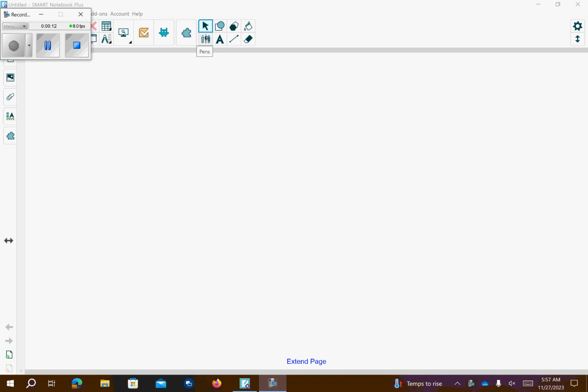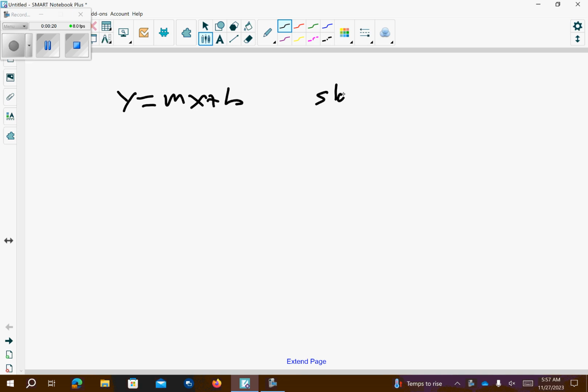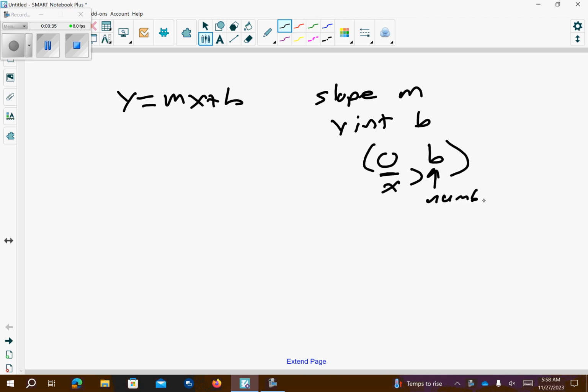Remember, we are using the equations that look like this. y equals mx plus b. If we're given the slope, which is m, and the y-intercept, which is b, remember the y-intercept, if we have a 0 in the x and a number in the y, then we can use that. We also have point slope, which is y equals m times x minus x1.